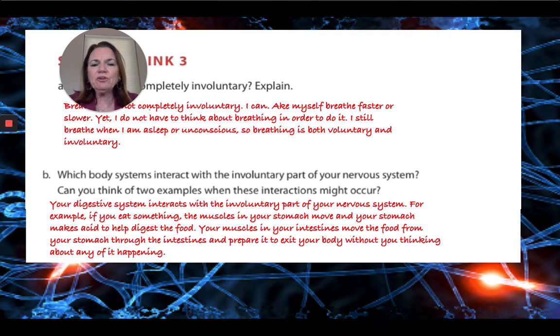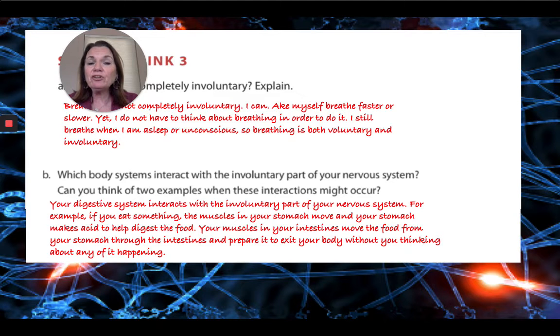Which body systems interact with the involuntary part of your nervous system? 2 examples and when these interactions might occur. So a great one that I'm sure you will remember is your digestive system. So your digestive system interacts with the involuntary part of your nervous system. So for example, you eat something, the muscles in your stomach move, remember, for that chemical digestion. And your stomach makes that acid to help digest the food. So that just happens involuntarily, automatically.